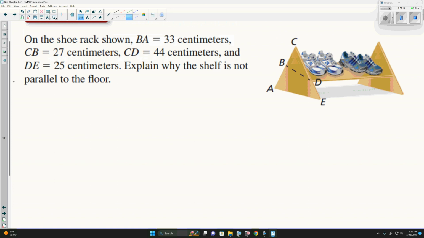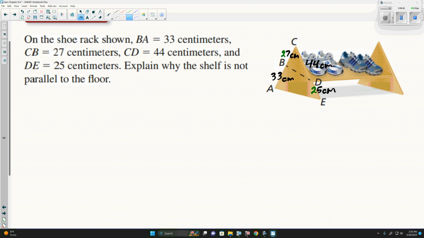On the shoe rack, the length of BA is 33 centimeters. The length of CB is 27 centimeters. CD is 44 centimeters, and DE is 25 centimeters. Explain why the shelf is not parallel to the floor.